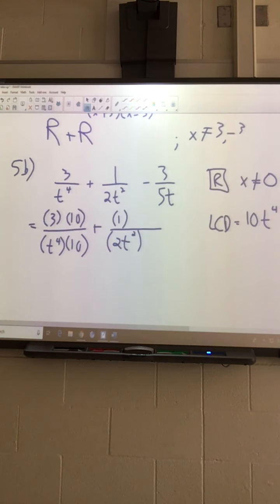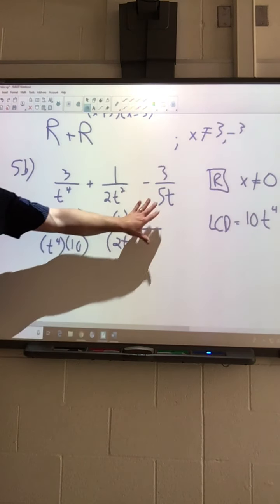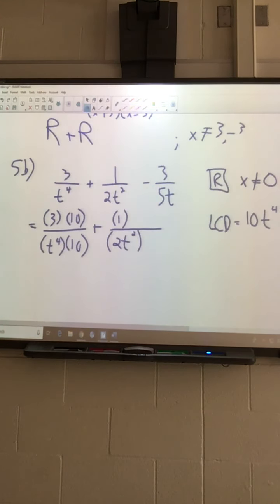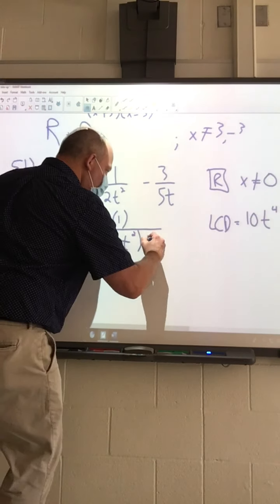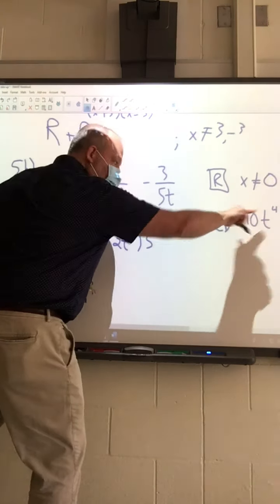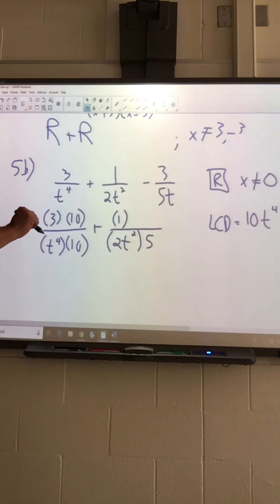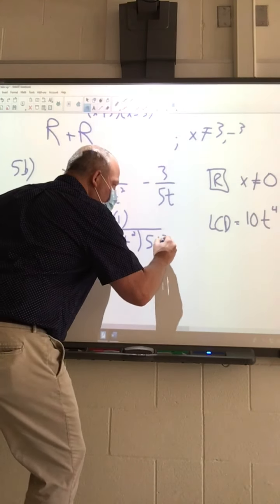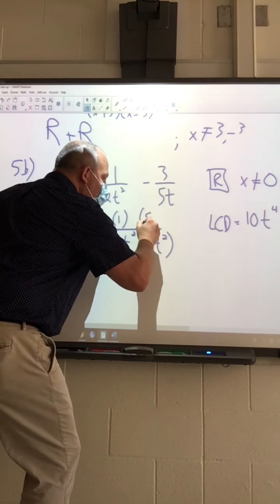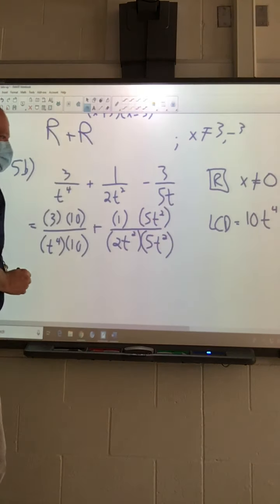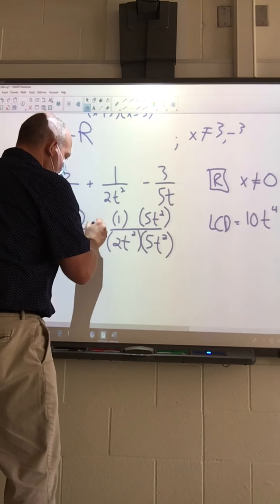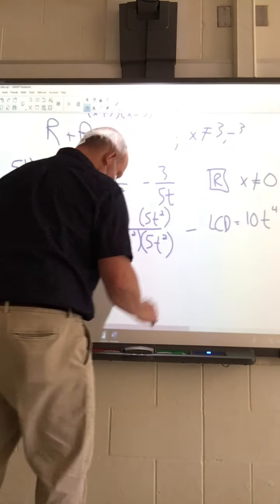What do I have to multiply 2t squared by here to make the denominator the same? A 5 for sure. Okay, but look at the power. 5t squared. And then the same on the top. My LCD is kind of in the way, but that's okay, I can move it. And then minus.